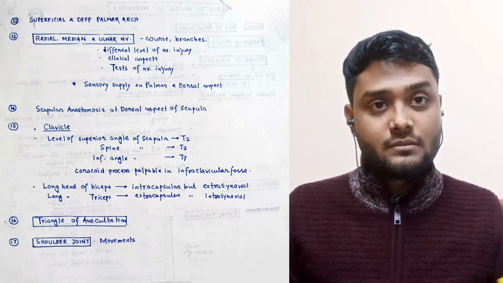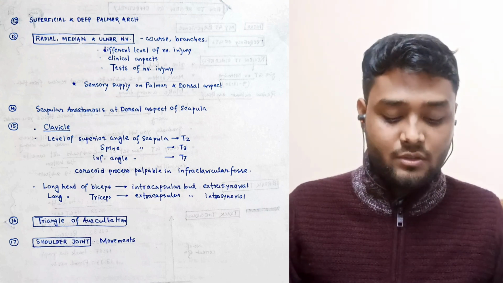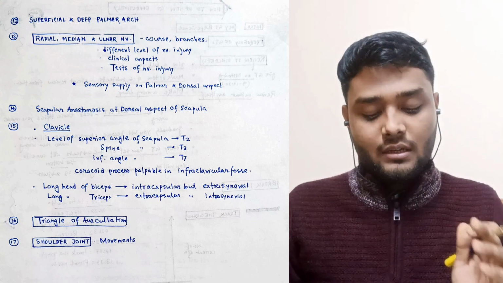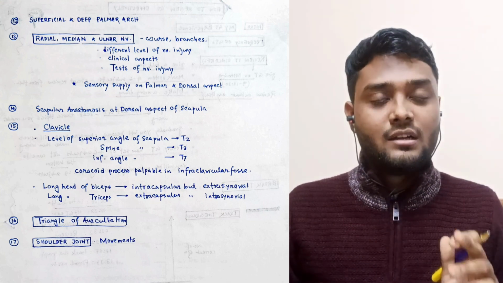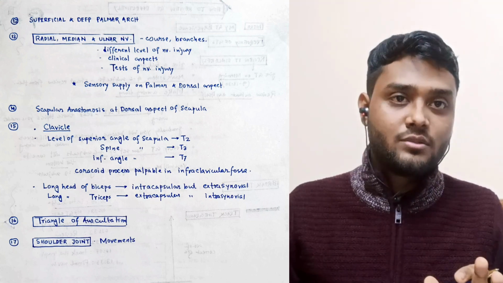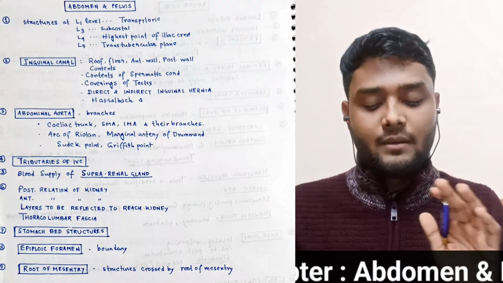The long head of the biceps is intracapsular but extrasynovial. The long head of the triceps is extracapsular but intrasynovial. Then the triangle of auscultation and the shoulder joint, its movements. What are the muscles responsible for the different movements of the shoulder joint? Read it. Chapter: Abdomen and Pelvis.